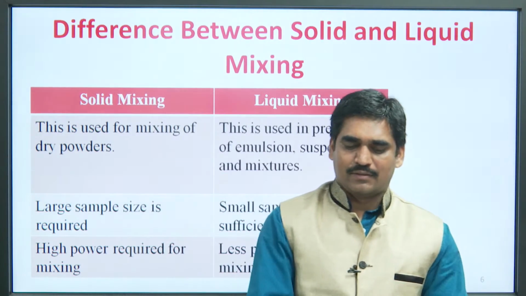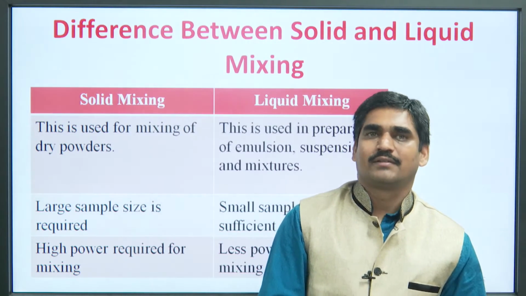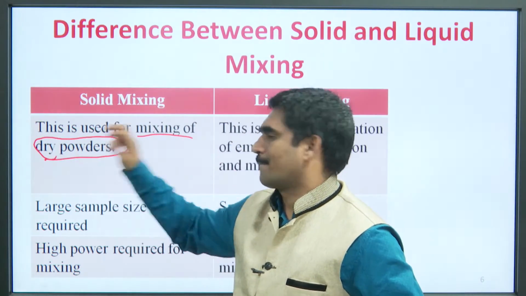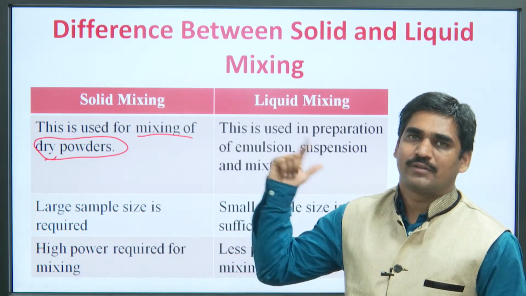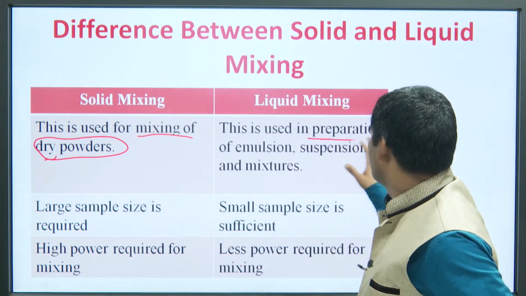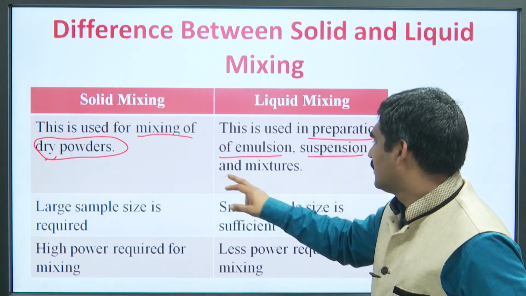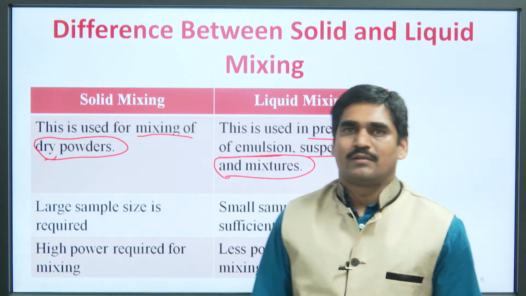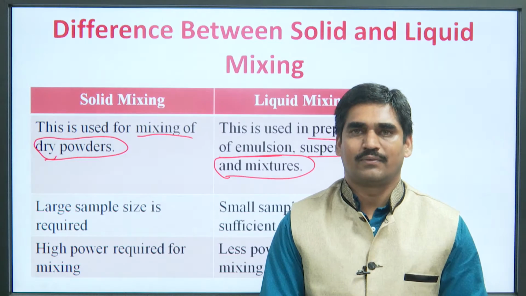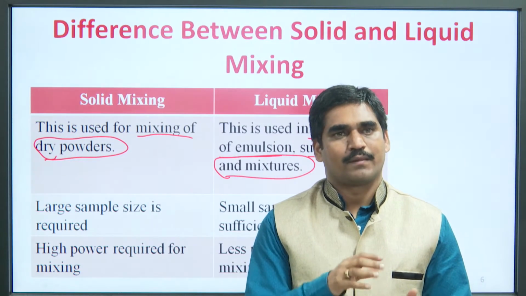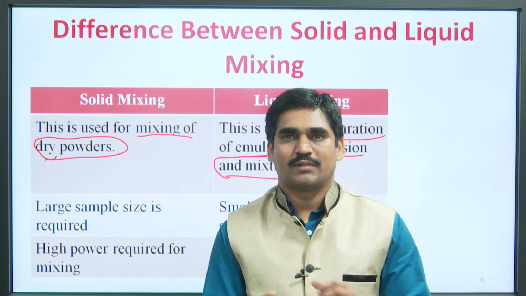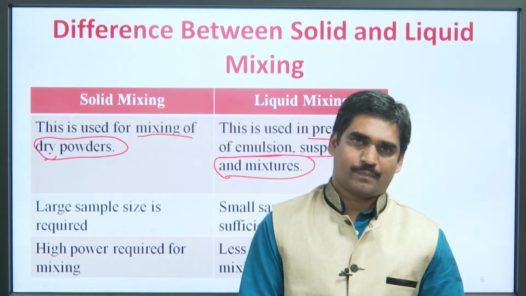Some other differences are there. Solid mixing is used for mixing of dry powders. Liquid mixing is used in the preparation of emulsions, suspensions and mixtures. These three types of products can be prepared with the help of liquid mixing: emulsion, where two immiscible liquids are used; suspension, where solid and liquids are mixed together; and similarly mixtures.